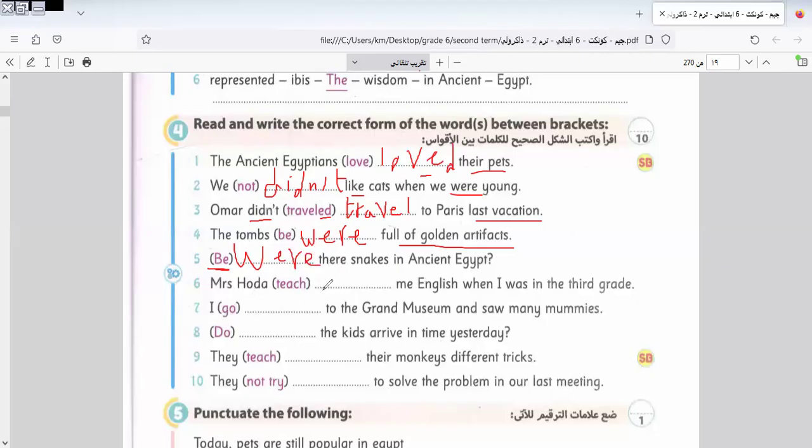Here we have: Mrs. Hoda teach me English. It will be taught. If you keep the irregular verbs in mind, you can answer the question. Here we have go; the past of go will be went. Do here will be did. Why did I put did here? Because we have: Did the kids arrive on time? Why did? Because we have yesterday. I will leave the two sentences for you to do by yourself as homework.